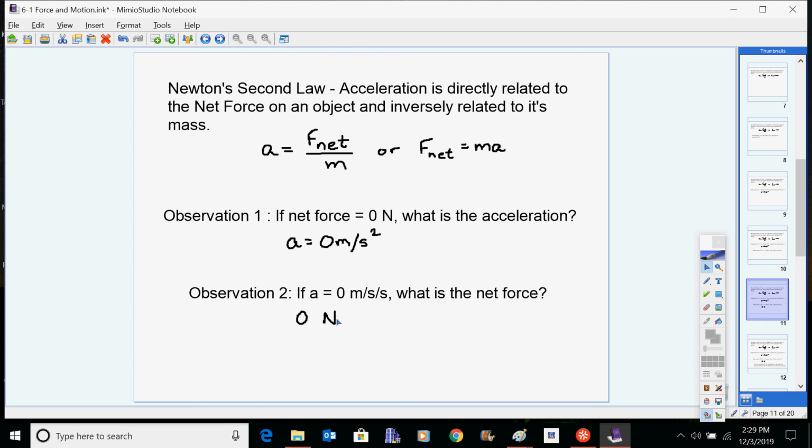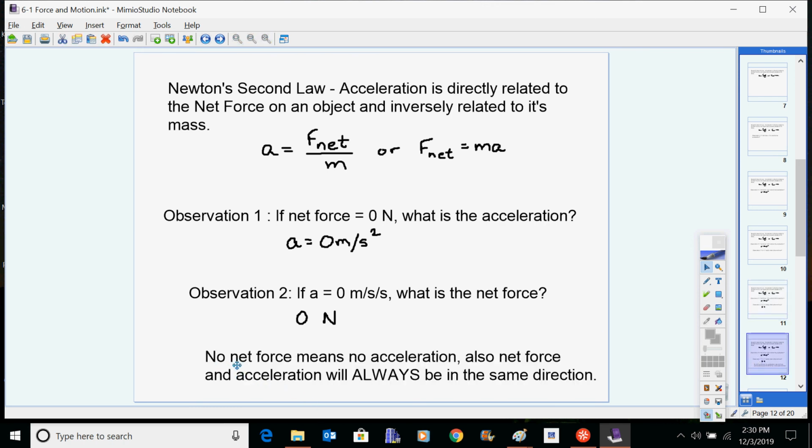Notice this says 0. Force is measured in newtons, which we haven't talked about yet, but this N stands for newtons. So this is 0 newtons, and 0 meters per second squared for our acceleration.